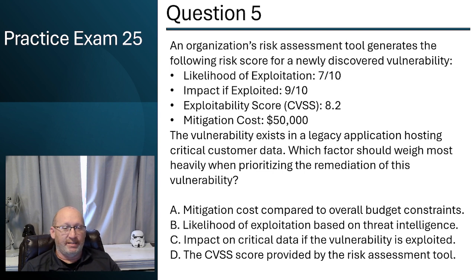If you said C, impact of critical data if the vulnerability is exploited, you would be 100% unequivocally correct. It is 100% the impact. That is going to play the highest score. Because if it doesn't impact me, I don't care. If you have a high likelihood, we could have a 10 out of 10, but our impact is like 0.1, do we care? No. The answer is no. And so impact is going to be the correct answer on this one.